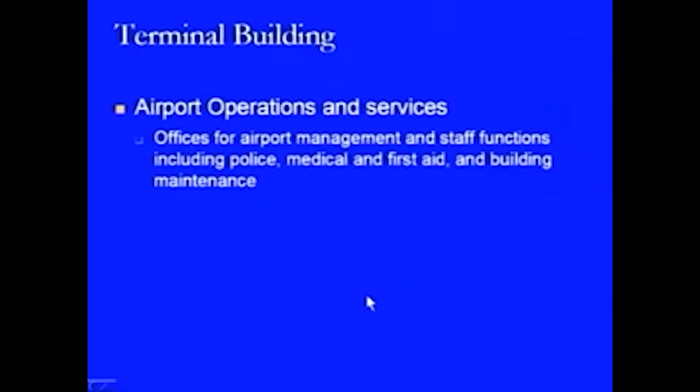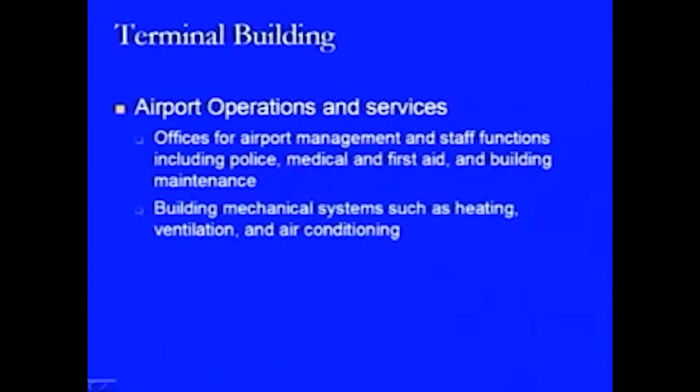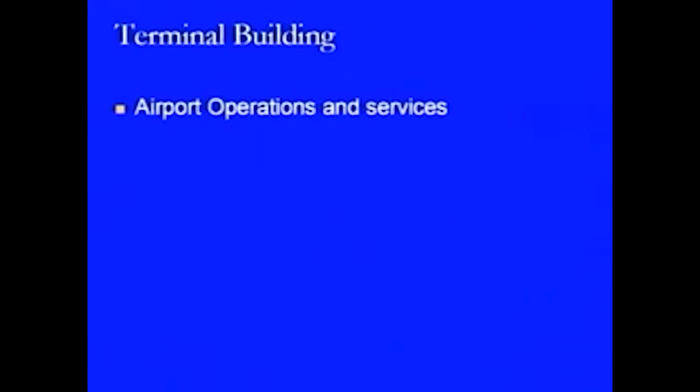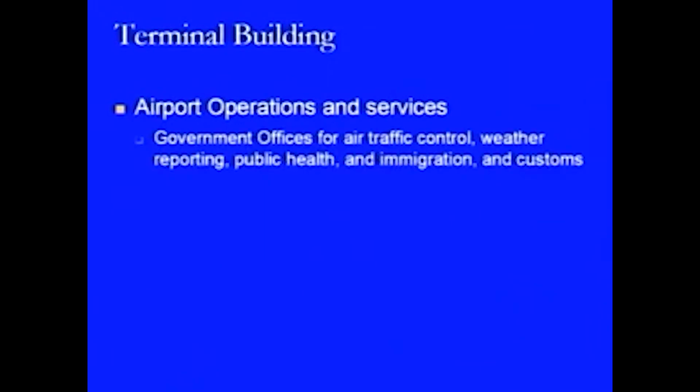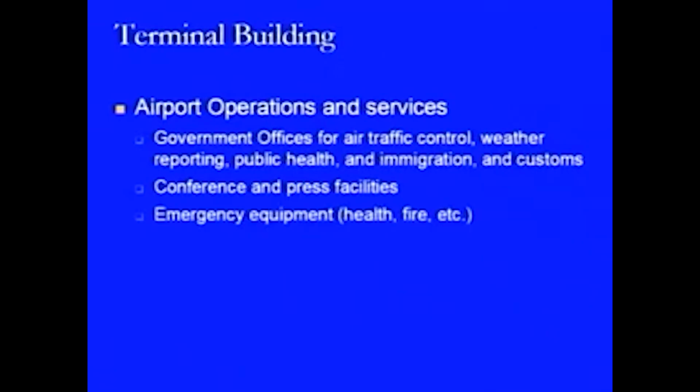In the case of airport operations and services, we have the offices for airport management and staff functions, including police, medical first aid, building maintenance, then building mechanical systems like heating, ventilation and air conditioning, communication facilities provided on the airports, electrical equipments. These are the things which come under the operation and services. Then the government offices for air traffic control, weather reporting, public health, immigrations and customs, they are all taking the spaces. Conferences and press facilities, the emergency equipments like for health, fire, etc. So, the space needs to be provided for all these.